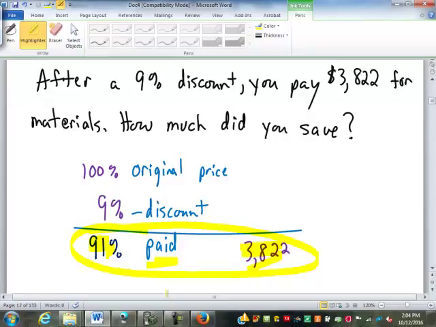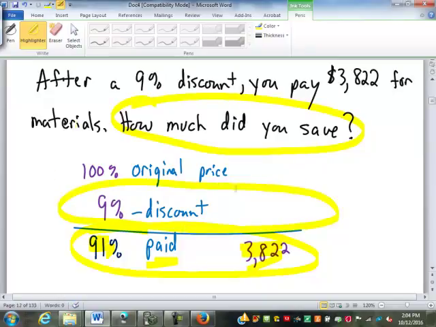And that, of course, comes down to what we're being asked to find. Here we're asked to find how much did you save, which is the amount of the discount. So what we're really comparing here is, we're not even using the 100% at all. We're comparing the amount of the discount, which is 9%, to the amount paid, which is 91%.